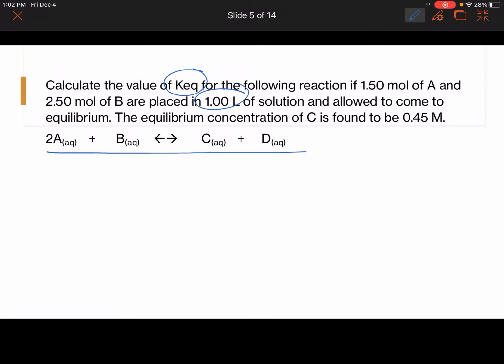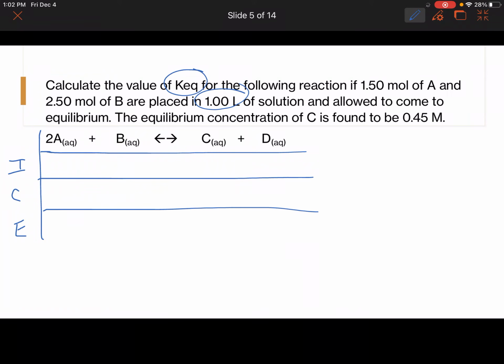Okay, so I'm just gonna use the equation here, it's a little faster. So ICE. There we go. Okay, so now I'm going to write down what I know here.